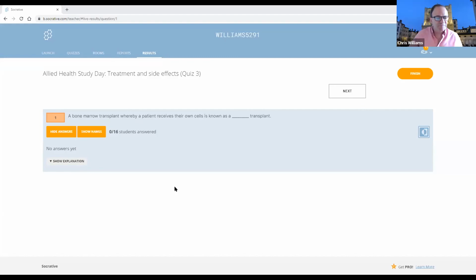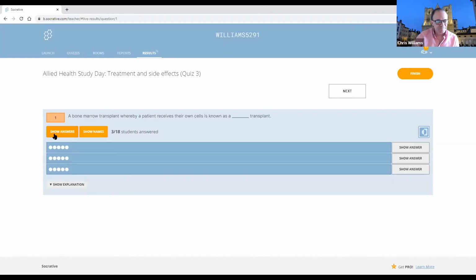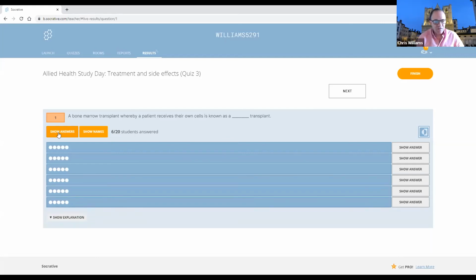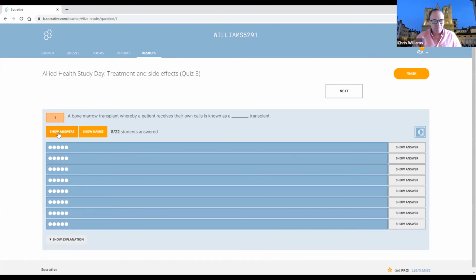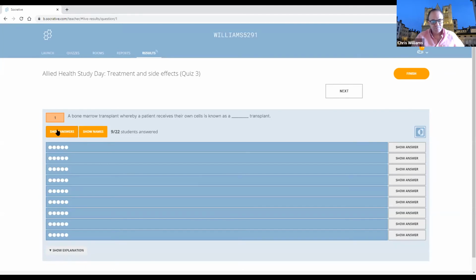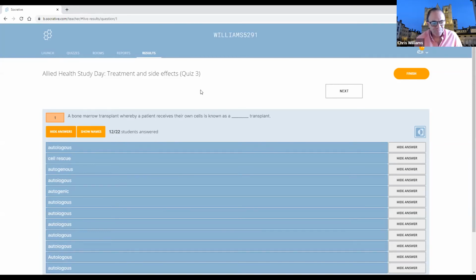So a bone marrow transplant, where a patient receives their own cells, is known as what? Yep, an autologous transplant. And so these are what we might often use during periods of solid tumour treatment, such as neuroblastoma, where they might get 1 or even 2 of these during their therapy.